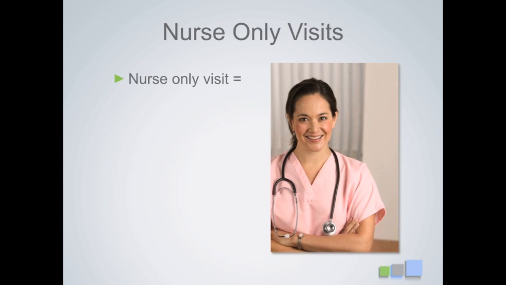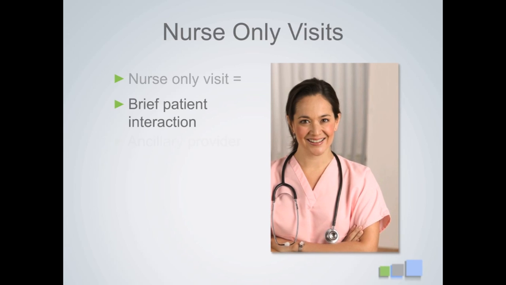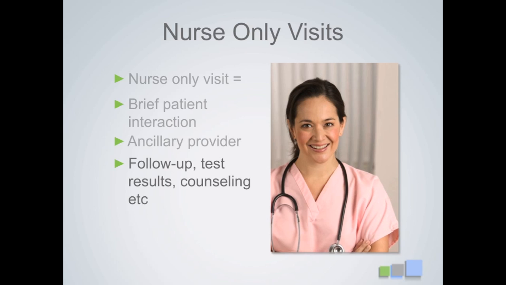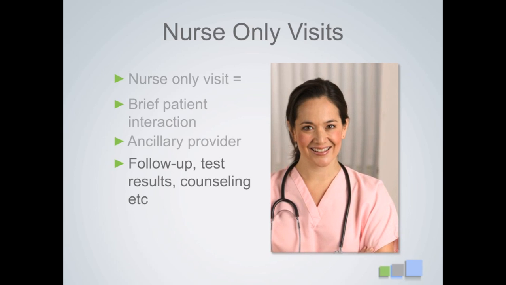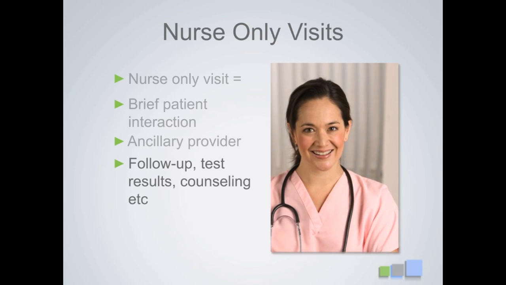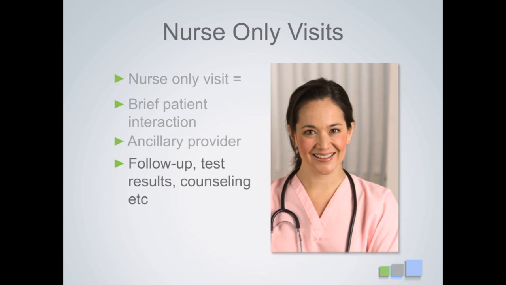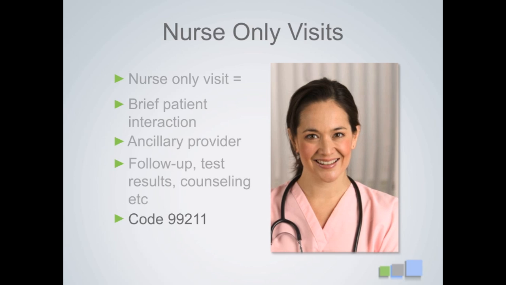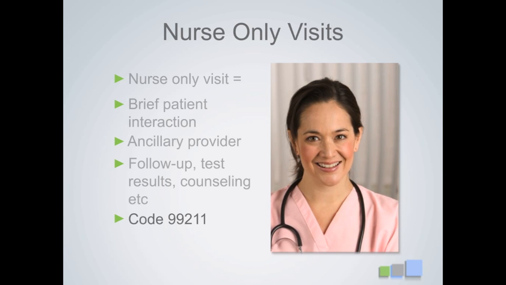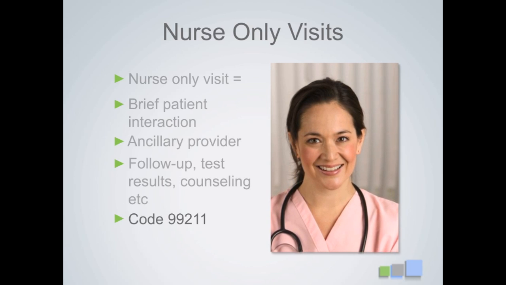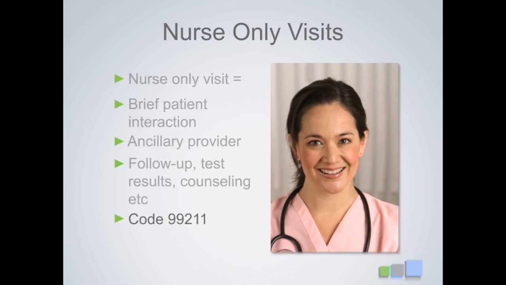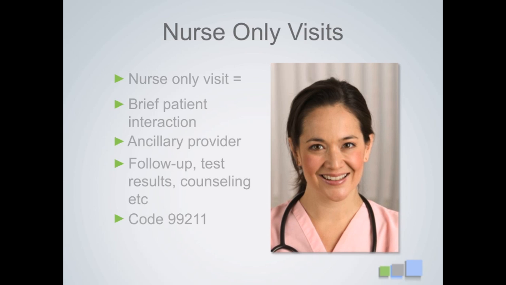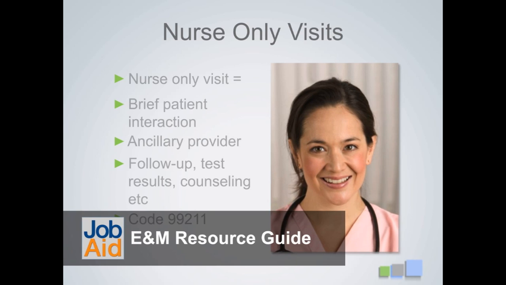A nurse-only visit is a brief interaction with a patient with an ancillary provider. Common examples include follow-ups, administering a pregnancy test, or providing test results, counseling, and education. In all cases, these visits use the nurse-only code of 99211. If you're not sure if a brief encounter applies under this code, check the payer's billing rules or ask the clinic billing staff for assistance. You can find the nurse-only code rules in the E&M Pocket Guide or refer to the job aid E&M Resource Guide.